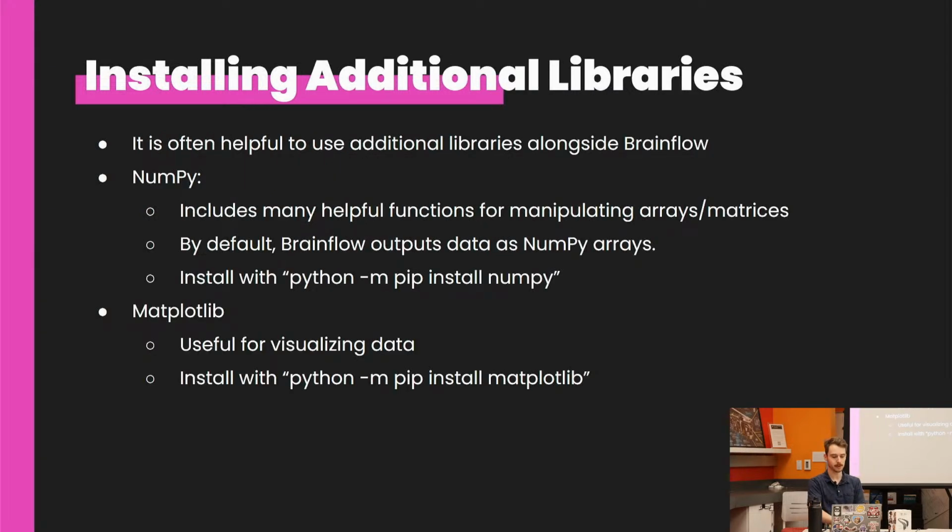Alongside BrainFlow, we're going to be using two other libraries. The first one is NumPy. NumPy includes a bunch of different helpful functions for manipulating arrays or matrices. And by default, BrainFlow itself outputs all the data as NumPy arrays, so it's handy to have NumPy to be able to perform any operations on these. You can install it similarly to BrainFlow, just using python -m pip install numpy. And then we're also going to be using matplotlib, which is useful for visualizing any data. That can be installed with python -m pip install matplotlib.